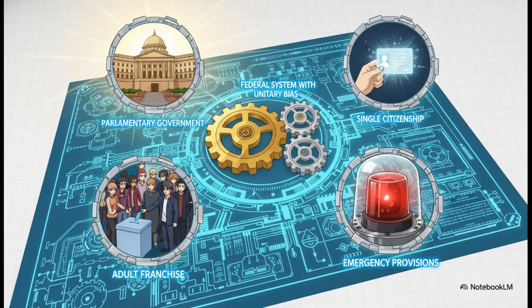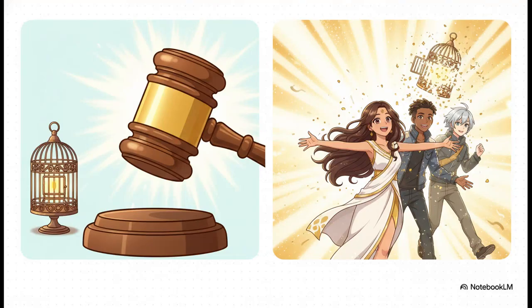The framers basically engineered a unique, hybrid framework here. They took inspiration from all over the globe, but adapted it specifically for India's unique reality. They went with a British-style parliamentary government. They built a federal system, but with a strong unitary bias, meaning the central government holds significant power to keep the country united. They established single citizenship, universal adult franchise so everyone gets a vote, and included emergency provisions to handle critical national crises. Crucially, the Supreme Court acts as a living guardian for this entire structure.